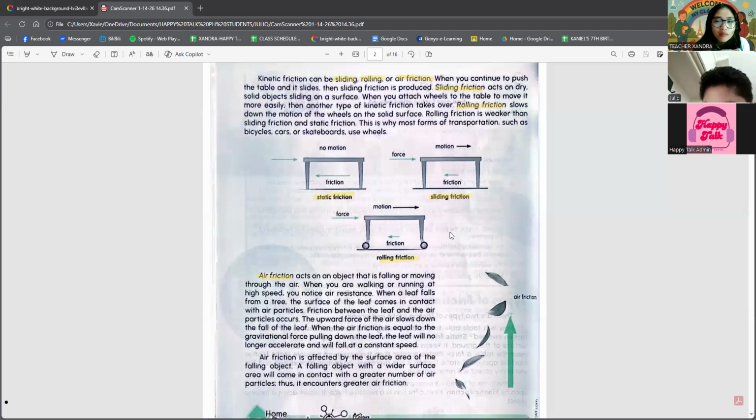So why is rolling friction weaker than sliding? Because sliding friction still resists motion. It still resists motion.